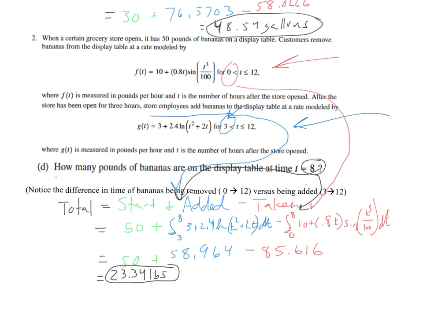So how many did we start with? Well, we started with 50 pounds. That's stated in the very beginning of the question. How many were added? Look at the numbers there, the limits here are important. We start adding bananas at hour 3, and we go until time equals 8, not till the end of the shopping day. And then how many were taken? Well, people start taking those bananas at hour 0 and continue to take them till hour 8. When we do all the math in our calculator, we end up getting 23.34 pounds.